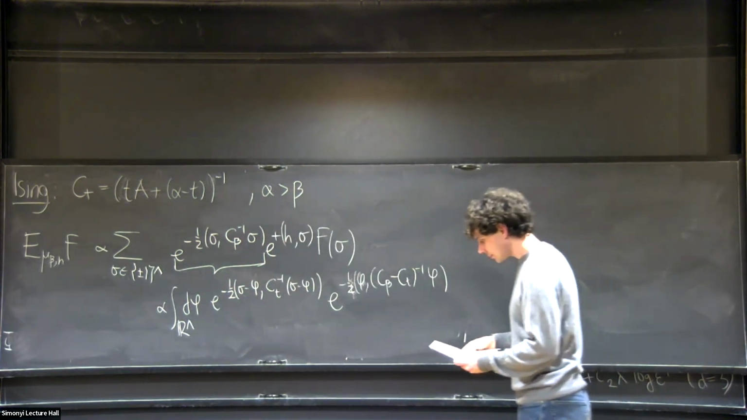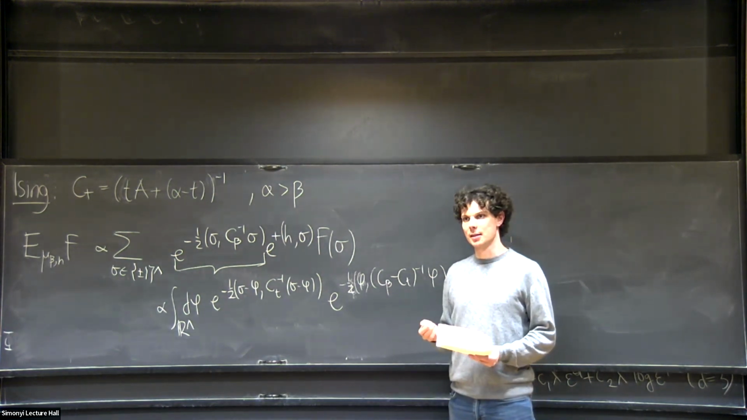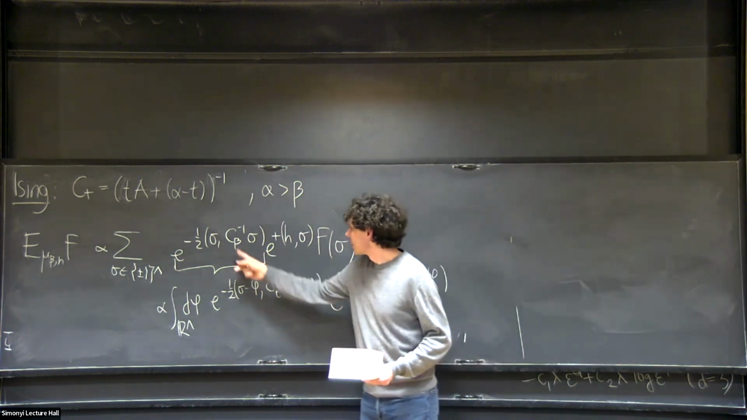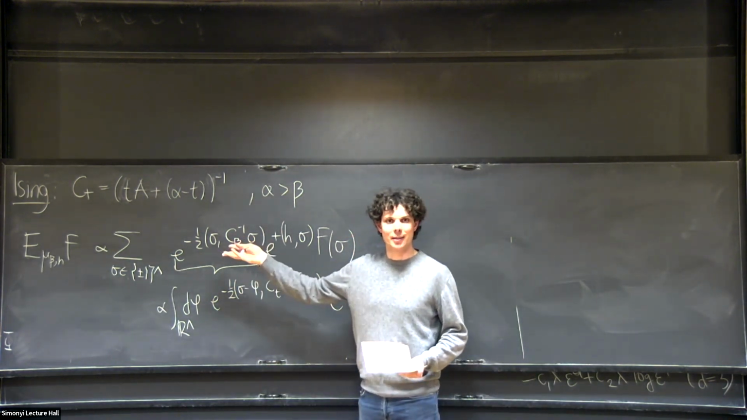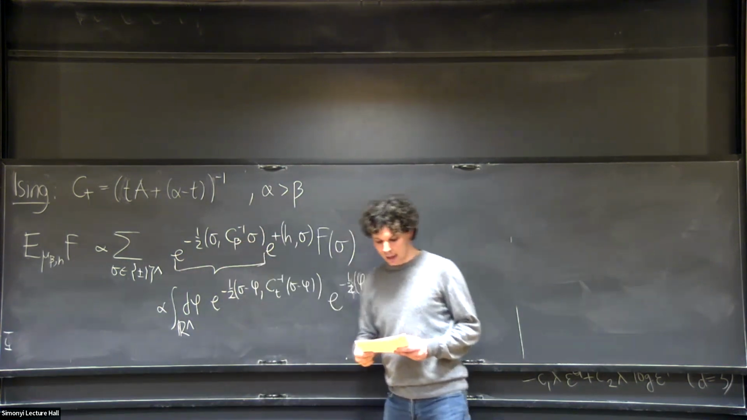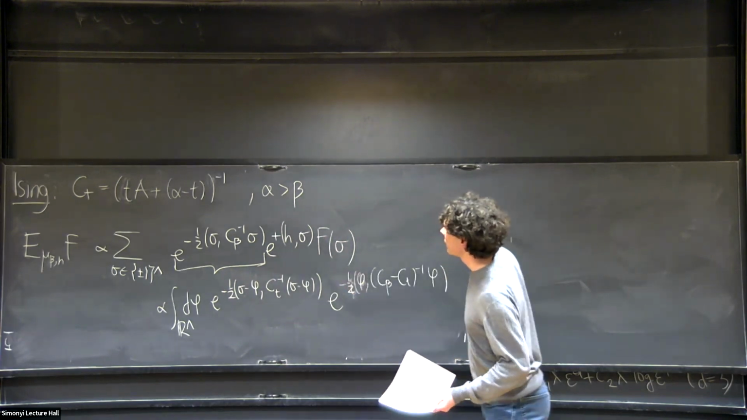That's for any T less than beta. Any T less than beta means that the new Ising model has a temperature higher than the one we're looking at. And in fact, we're going to be using all T.